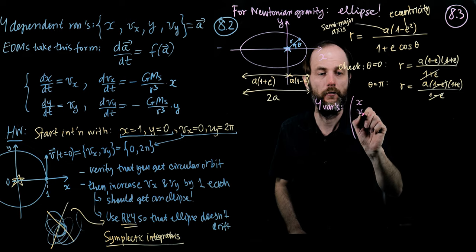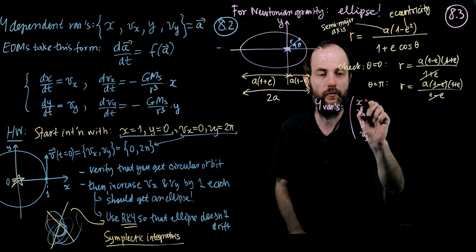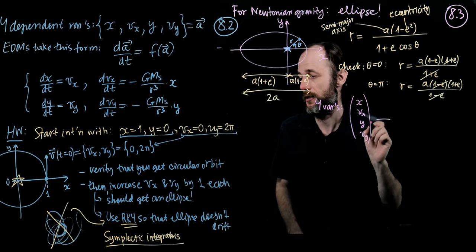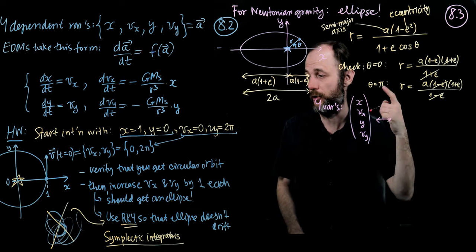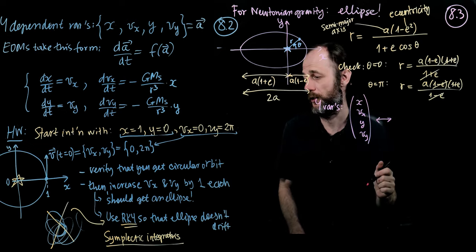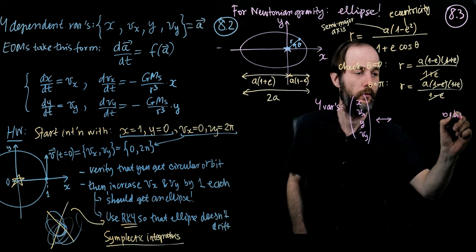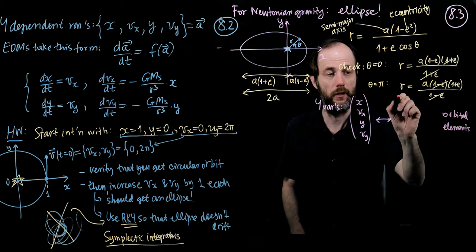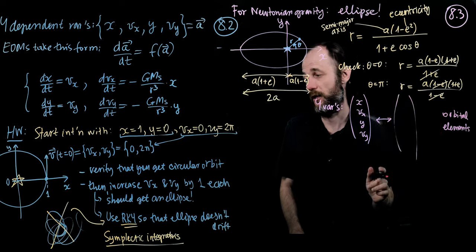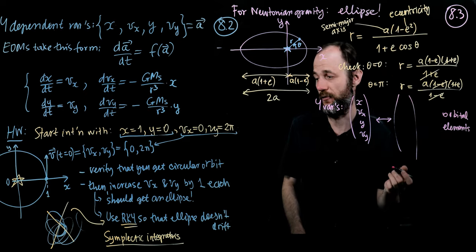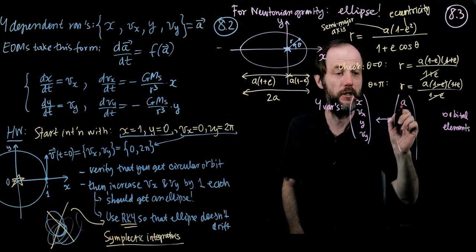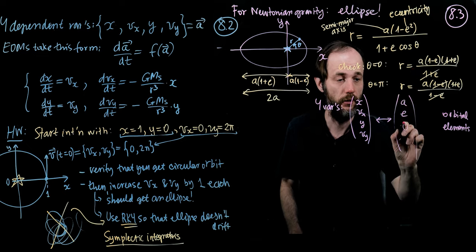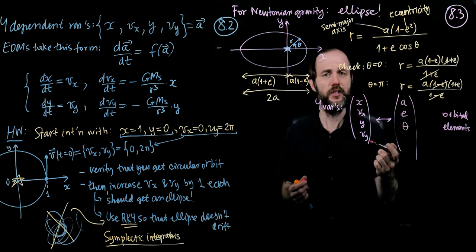x, vx, y, and vy. So these are the 4 dependent variables. And these dependent variables correspond to what we call the orbital elements. Those are the elements that comprise this formula, the variables that parameterize it. So that will be the semi-major axis, the eccentricity, then there is also theta, that's the position on the orbit, and there is a fourth one.